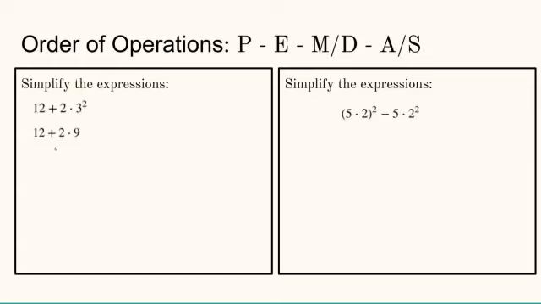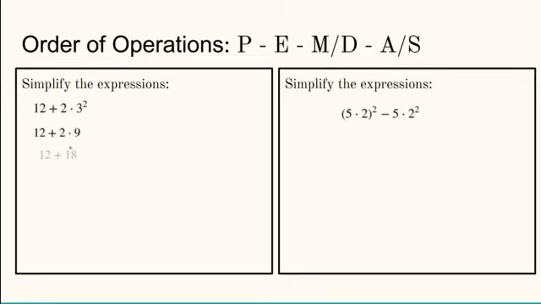So here we go. I did 3 squared, that's an exponent. Next up, I'm going to need to do this multiplication next. So that will give me 18. Lastly, I'll do that addition, and I get a total of 30.